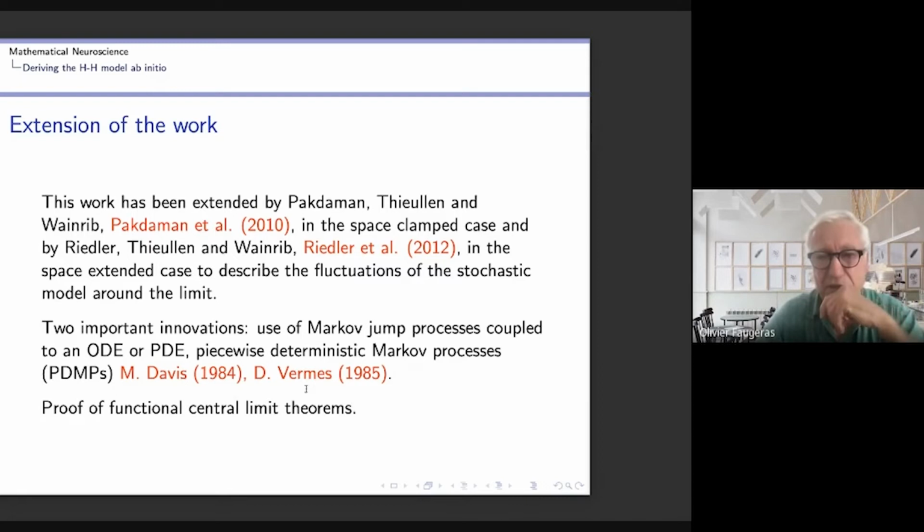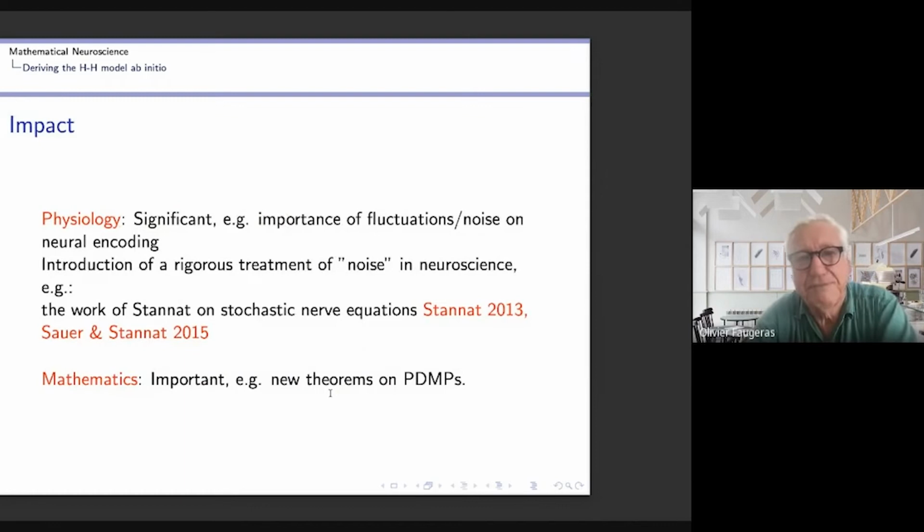So what's the impact of this work? In physiology, I would say it's significant. For example, we understand much better the importance of fluctuations or noise on neural encoding. It introduced a rigorous treatment of noise in neuroscience. For example, there are two nice papers by Wilhelm Stannat in 2013 and 2015, where he described the stability and the fluctuations of the solutions to the stochastic nerve equations. In mathematics, the work was important also. We have now new theorems on, say, PDMPs, broadly speaking.